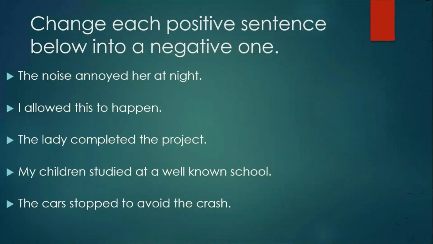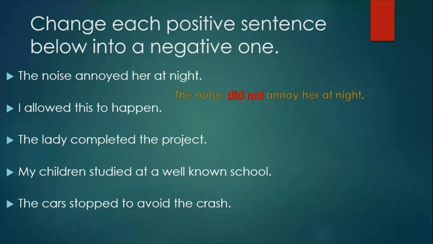Okay, so now we're going to practice. So these are the same sentences that we saw before, and now we're just going to change them from positive to negative. And what is it that I need to do? That's right. I need to use the auxiliary verb did and the word not in order to make sure that they stay in the past tense, but now in the negative form, right? So let's go ahead and do number one together. The noise annoyed her at night. So what do I need to do with this one? Yeah, I need to lose my ed, and here we have it.